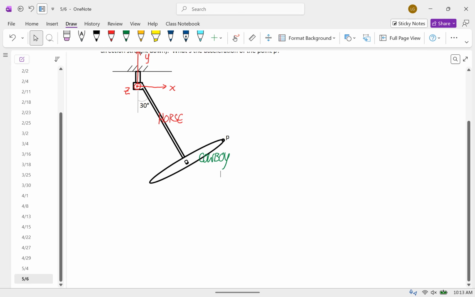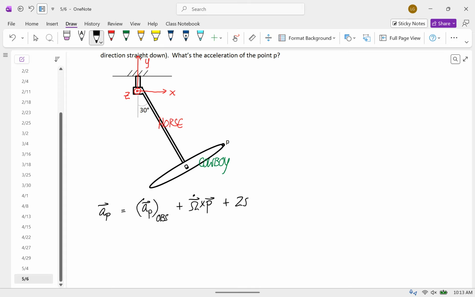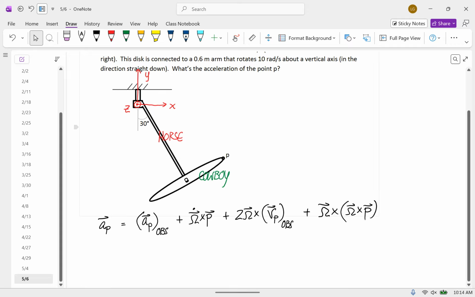Okay, so now that we have this, we can say that the acceleration of p is equal to the observed acceleration of p, plus capital Omega dot crossed with p, plus 2 times omega crossed with the observed velocity of p, plus capital Omega cross quantity capital omega cross P. And now we're just going to build our collection of things. We'll get the easy ones first and then get the harder ones.